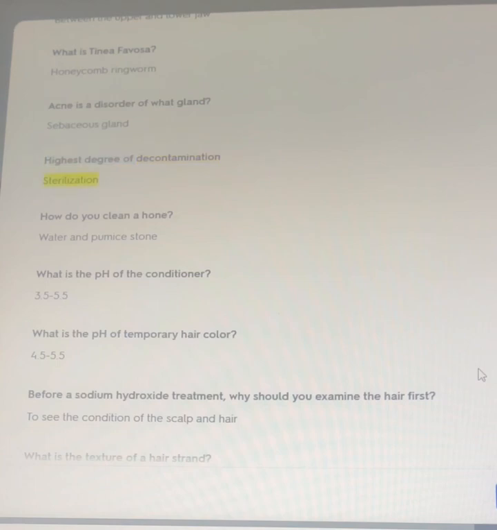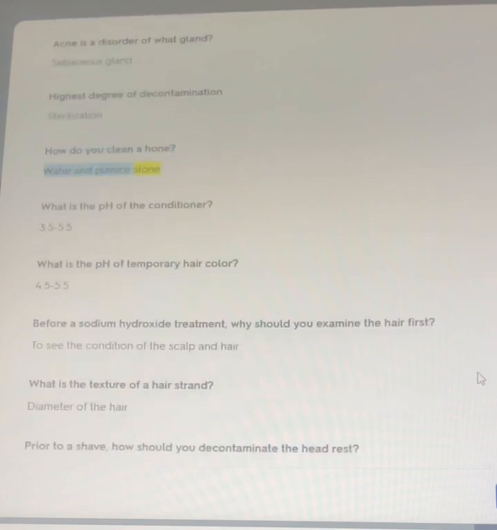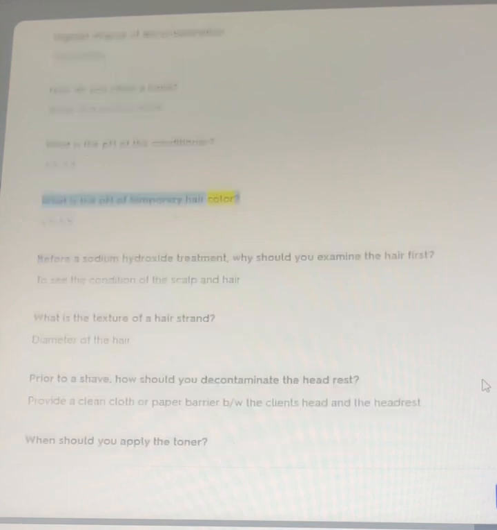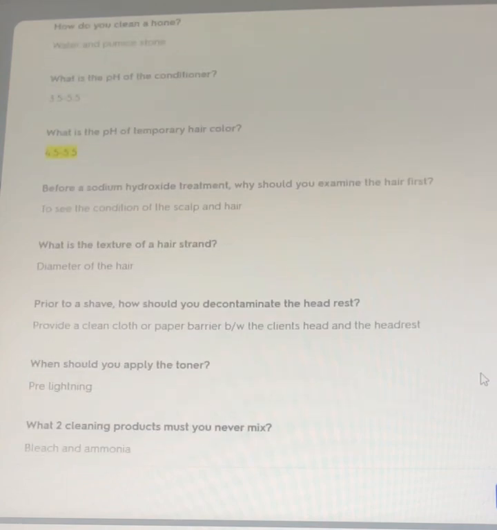Highest degree of decontamination. Sterilization. How do you clean a hone? Water and pumice stone. What is the pH of the conditioner? 3.5 to 5.5. What is the pH of temporary hair color? 4.5 to 5.5. Before a sodium hydroxide treatment, why should you examine the hair first? To see the condition of the scalp and hair.